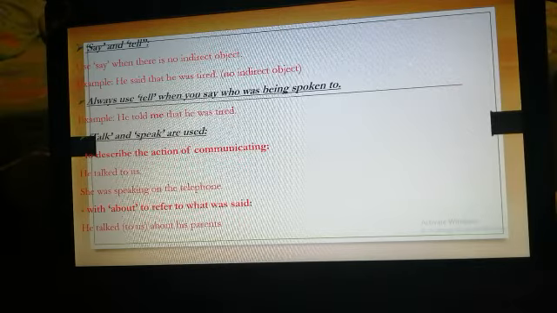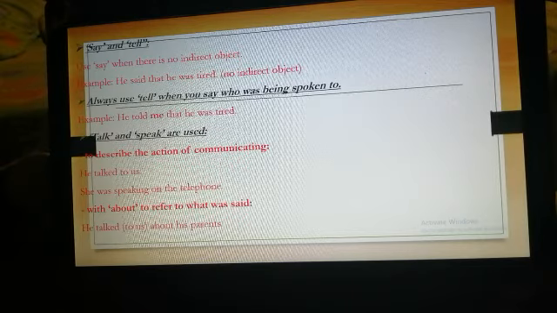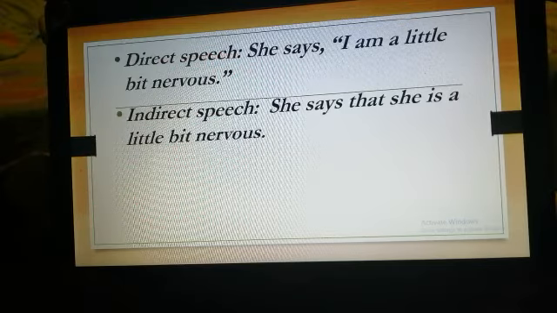So, to sum up, the indirect speech is also known as reported speech. So when you report someone else's statement in your own words without any change in the meaning of the statement, it is called indirect speech. Look at the following sentences. She says, "I'm a little bit nervous." In the indirect speech, she says that she is a little bit nervous.